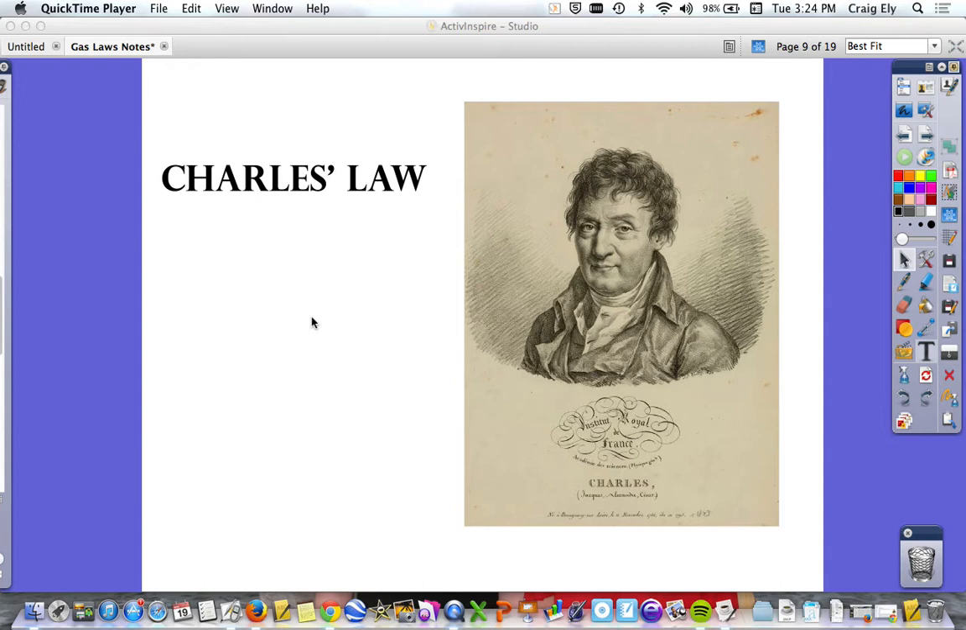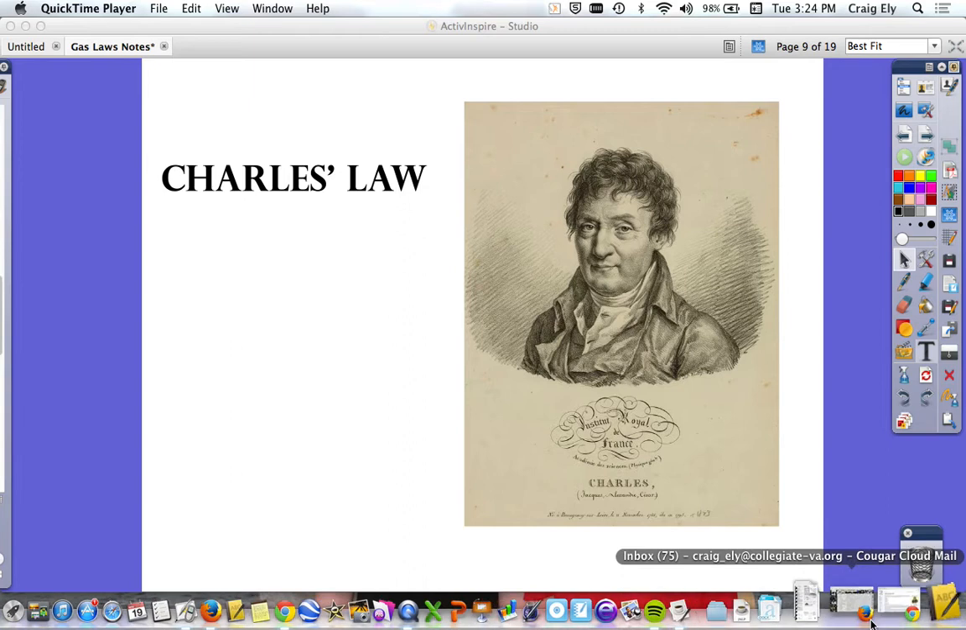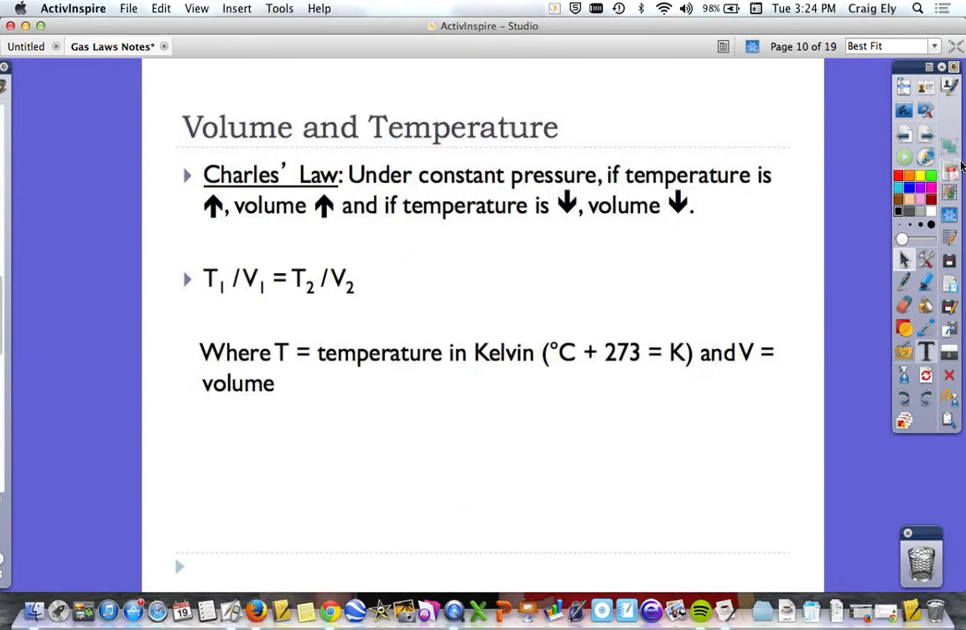So today we're going to look at Charles' Law. With Charles' Law, what we have is a direct relationship between volume and temperature. All right, and before we talk about that, let's think back to when you were younger.